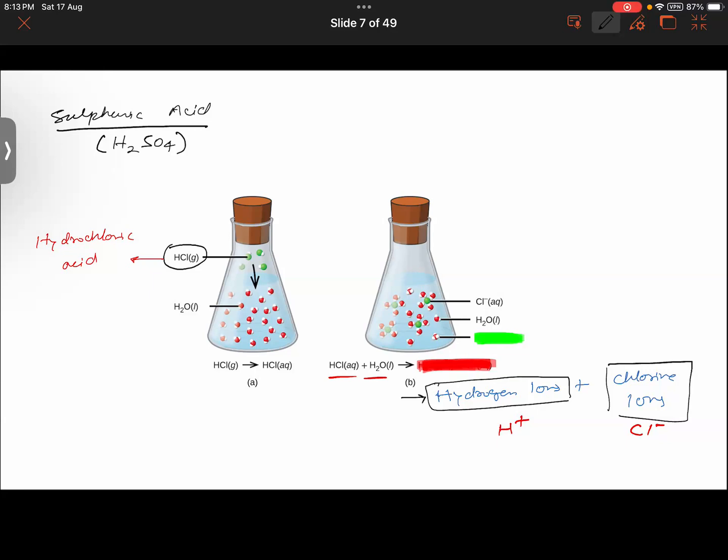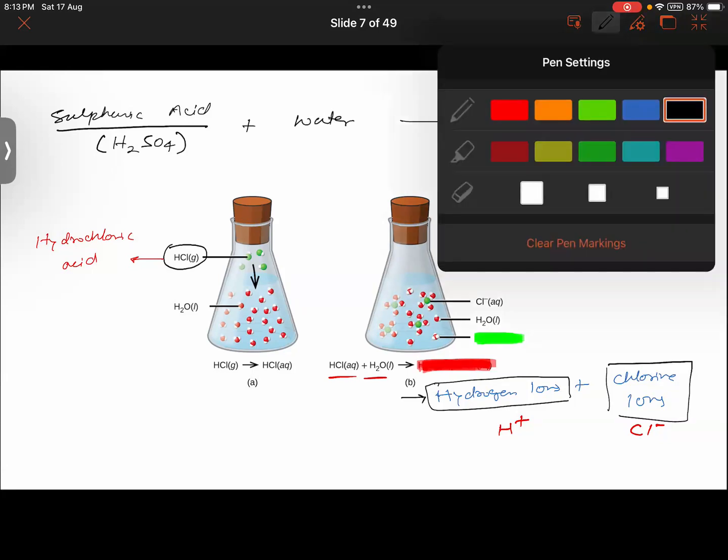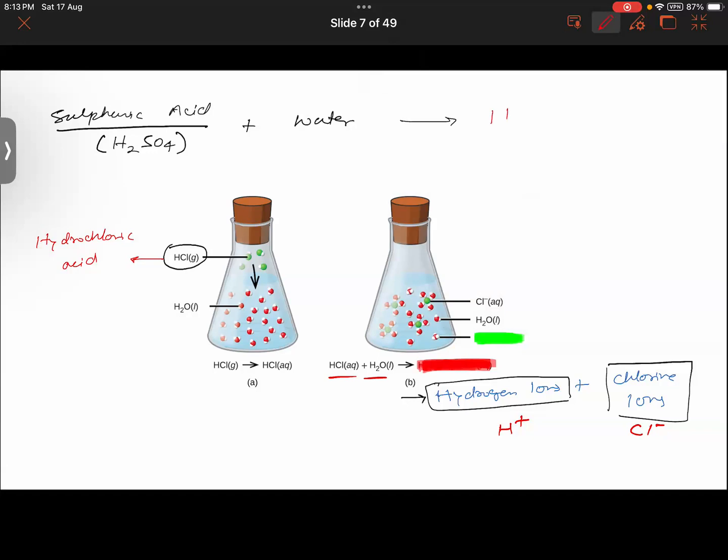So what I'm trying to say, I'm giving you another example of an acid. Like you have sulfuric acid, you add water into this. So what will happen now? This will break into hydrogen and sulfate ions. These are two different ions into which it breaks.